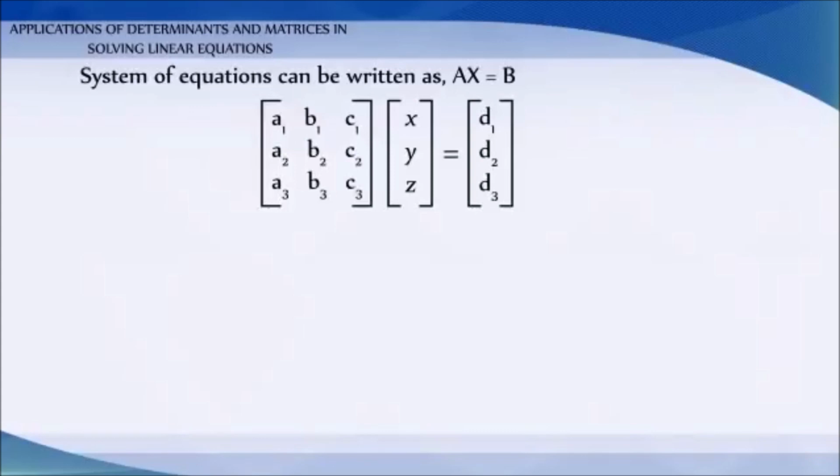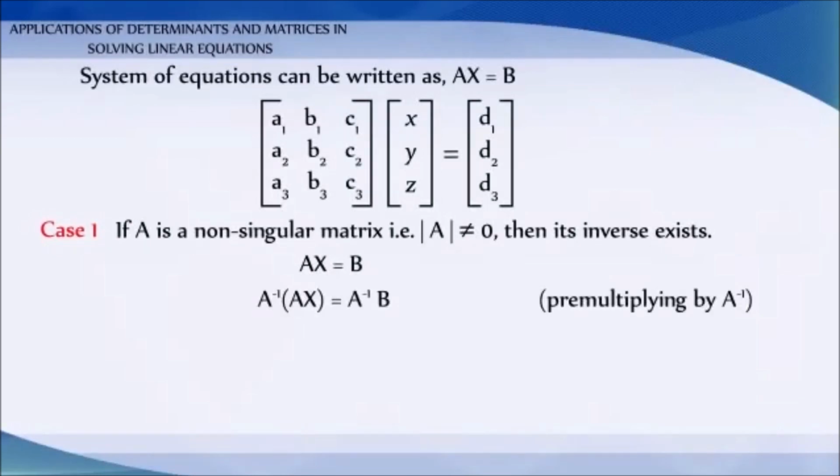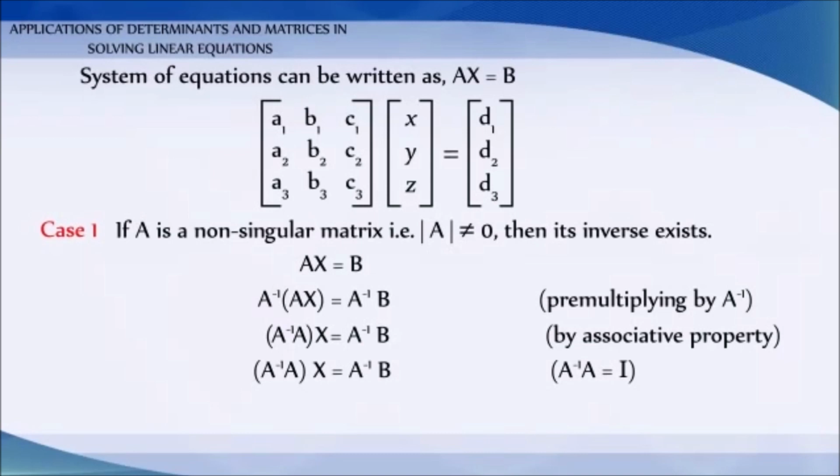Now two cases exist. Case 1. If A is a non-singular matrix, then its inverse exists. That is, AX is equal to B. Pre-multiplying by A inverse, we get A inverse multiplied by AX is equal to A inverse into B. By associative property, we can write this as A inverse multiplied by A into X is equal to A inverse into B. Now, A inverse into A is equal to identity matrix.